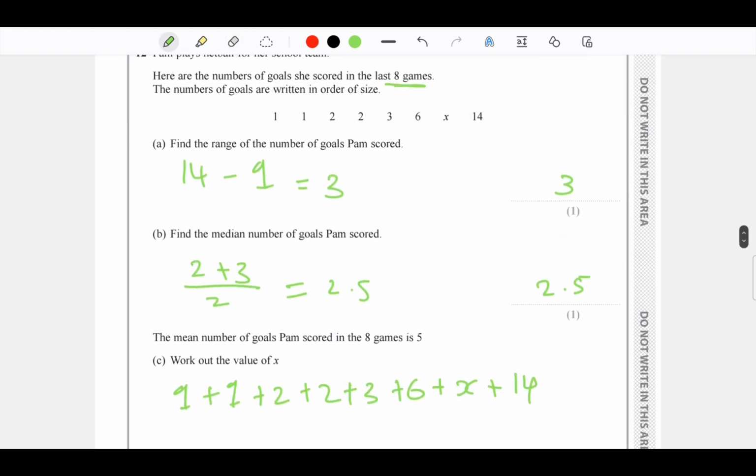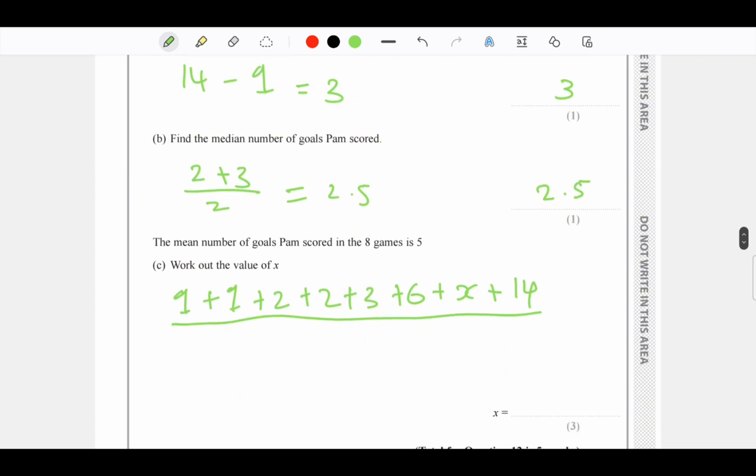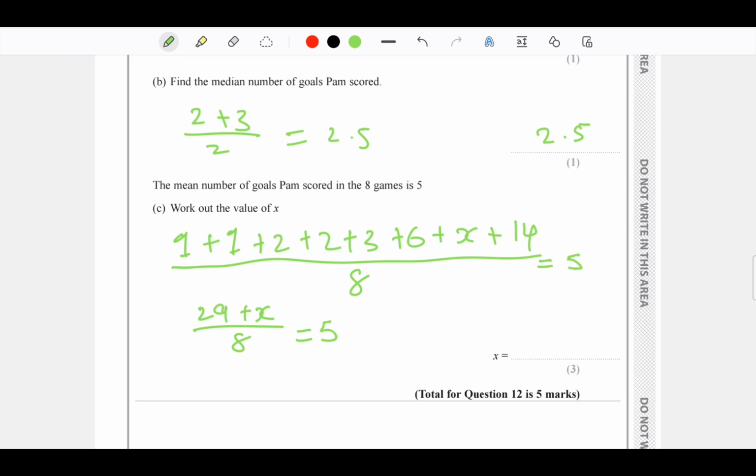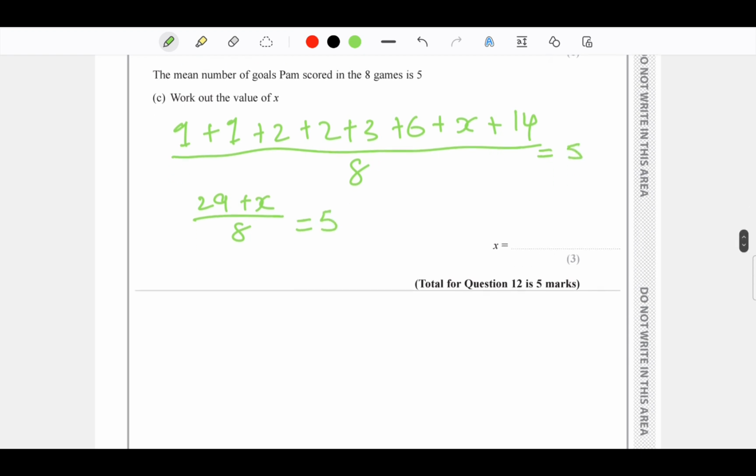So plus all the values, divide it by the number of data, which is 8 games. This would equal to 29 plus x divided by 8. And they've already given the value of the mean, which is 5. So now what we're going to do, we're going to do algebra.